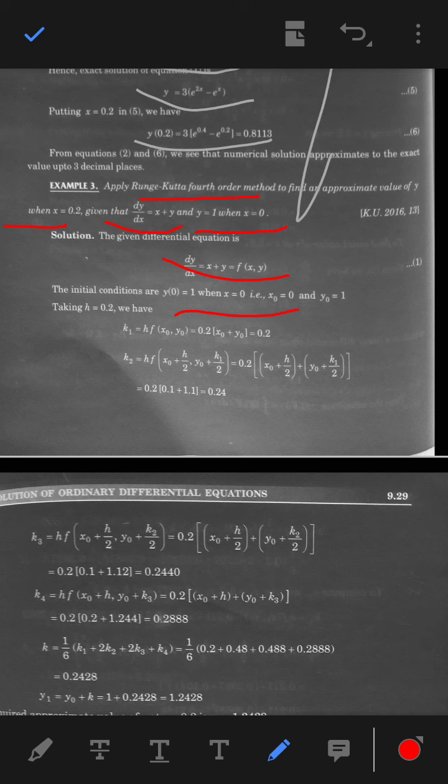So for the Runge-Kutta method of fourth order, first we have to find the values of k1, k2, k3 and k4. So what is k1? k1 will be h into f of x naught, y naught.